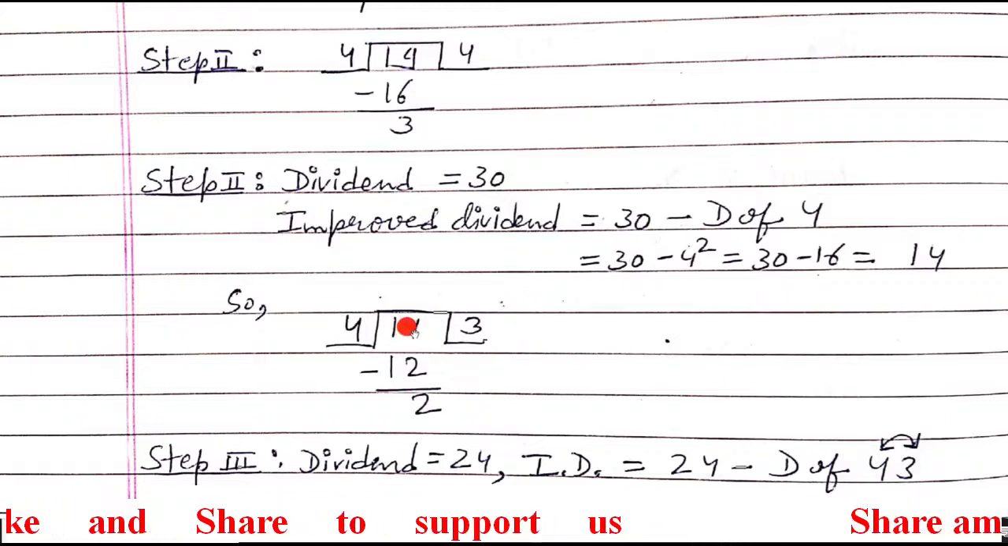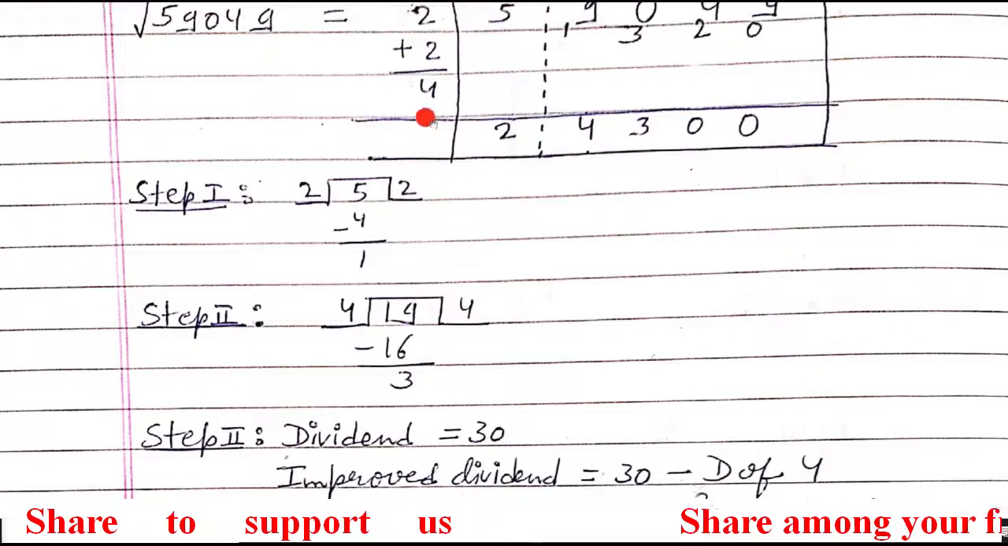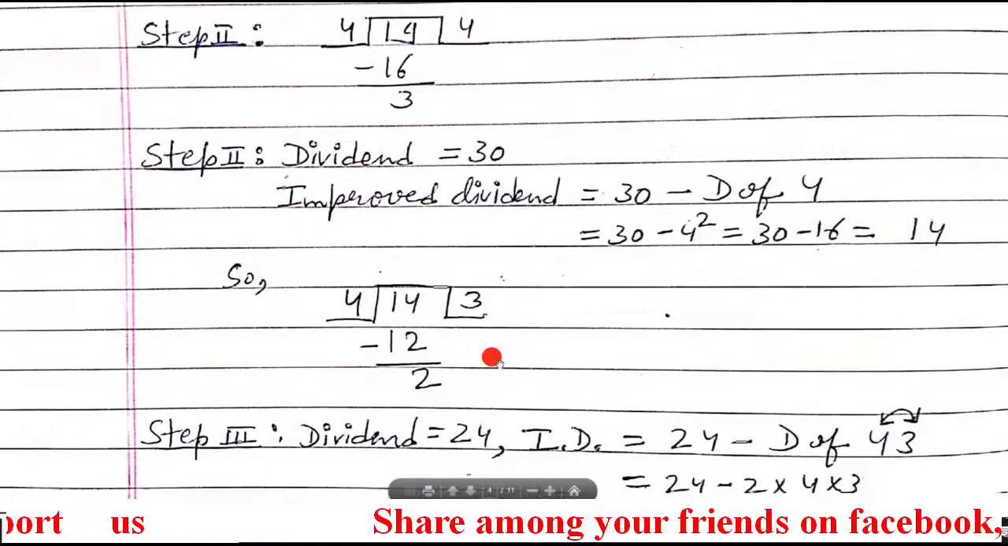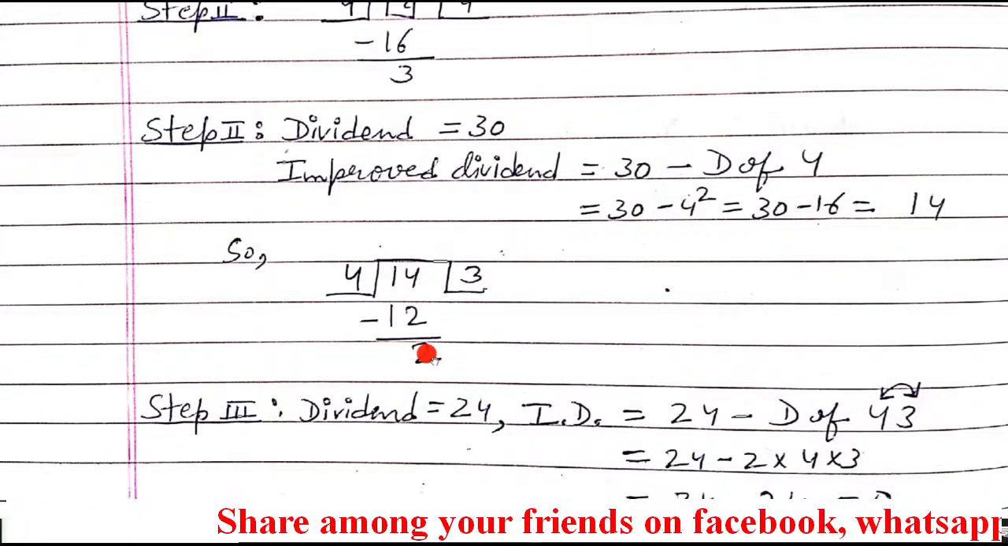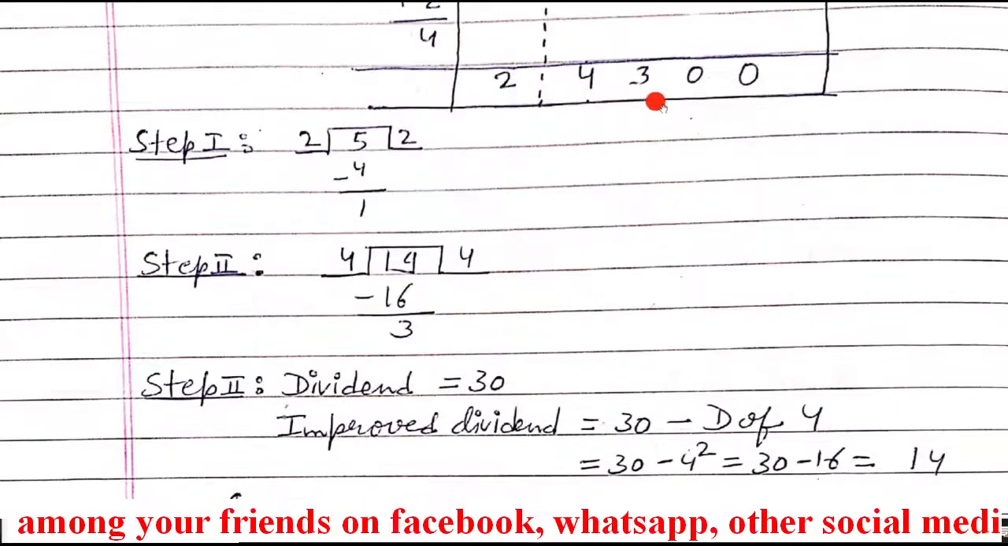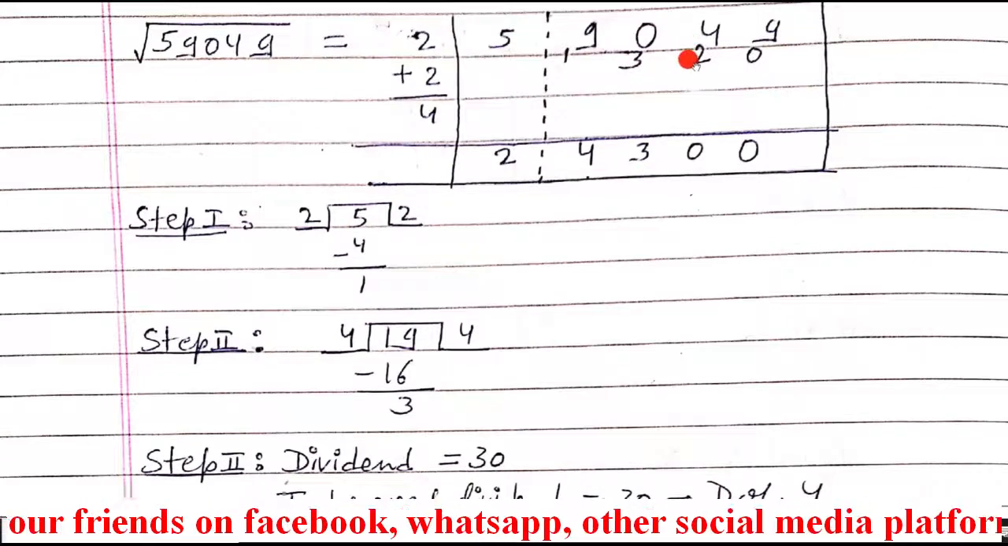So 14, just divide by 4. Why by 4? Because by 4 always you have to divide. So we'll get here 4 3s are 12, that is 2. So 3 is quotient and 2 is remainder. So this 3 will write here. The 2 remainder will write down.